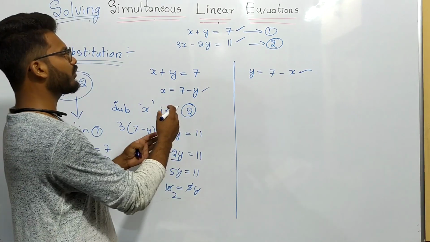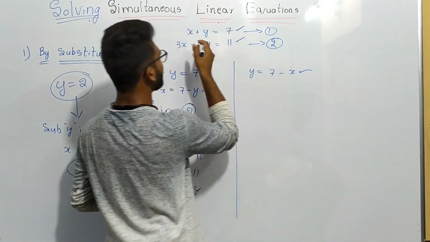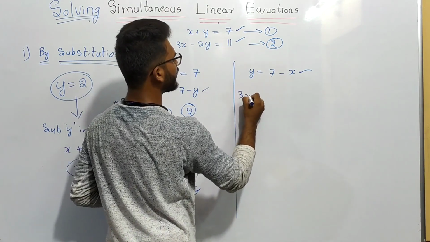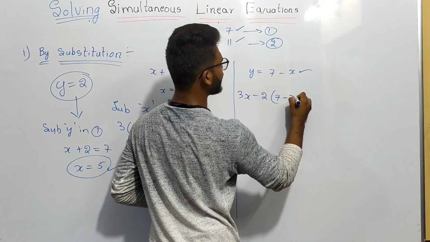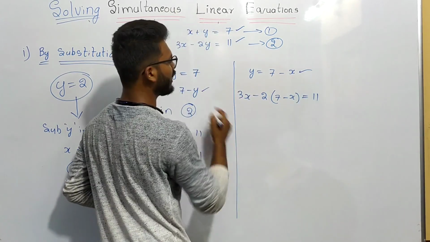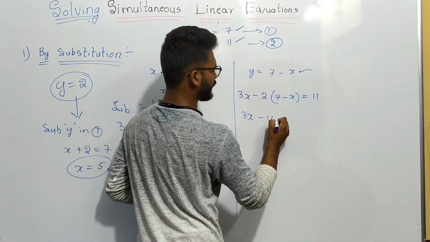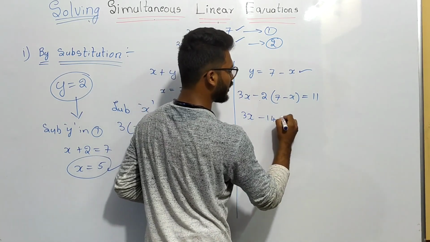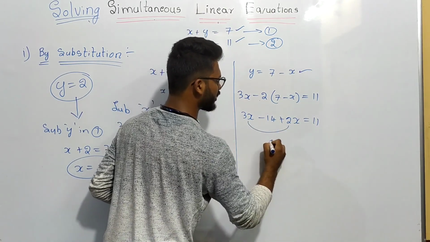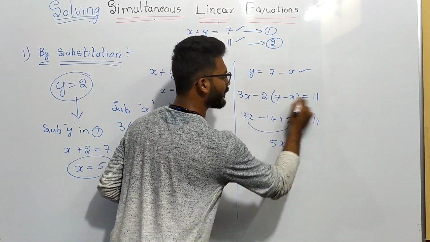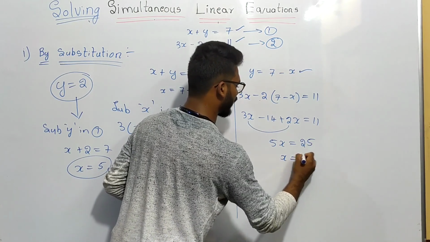Suppose I want to find it by using y. Substitute the y value, 7 minus x, in the second equation. We get 3x minus 2 into 7 minus x is equal to 11. So 3x minus 14 plus 2x is equal to 11. 3x plus 2x is 5x, which is equal to 11 plus 14, that is 25. So x is equal to 5.